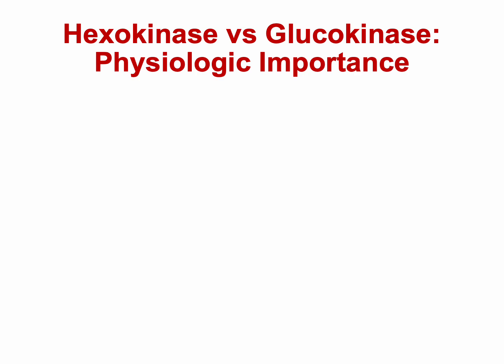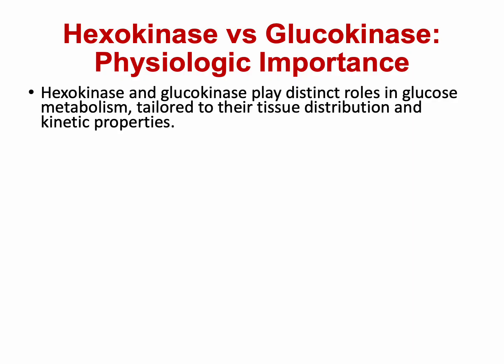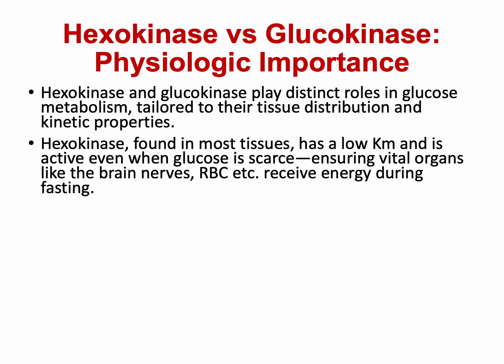So, what is the physiologic importance of these two key enzymes in glucose metabolism? Now, hexokinase and glucokinase play distinct roles in glucose metabolism, tailored to their tissue distribution and kinetic properties. Hexokinase, found in most tissues, has a low Km and is active even when glucose is scarce, ensuring vital organs like the brain, nerves, the red blood cells, etc.